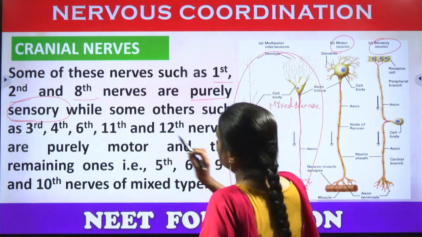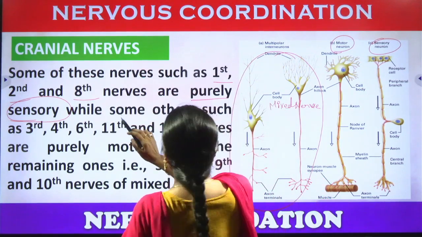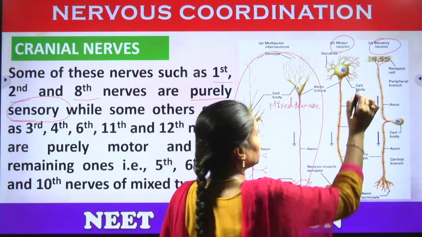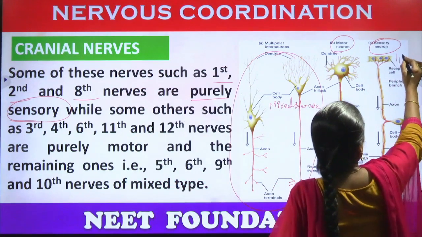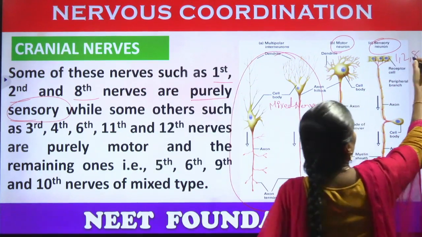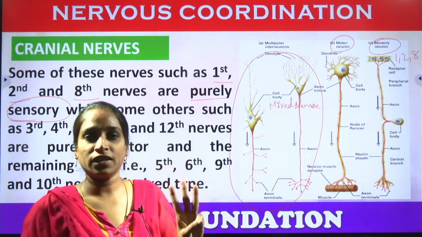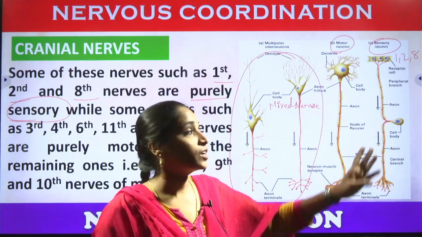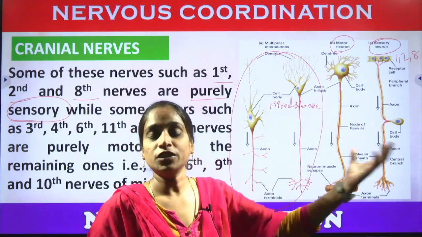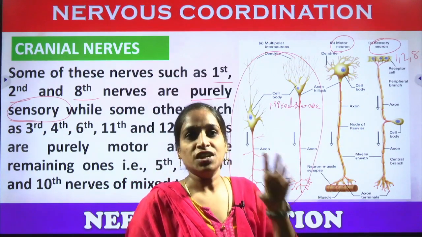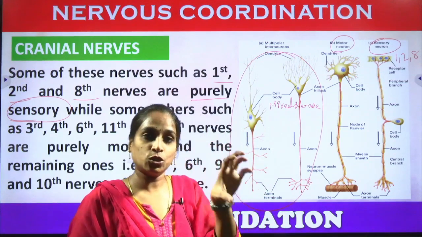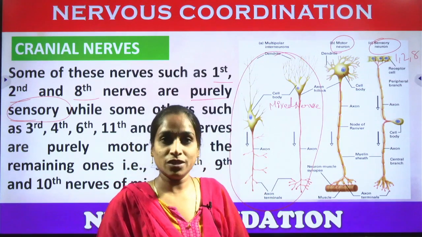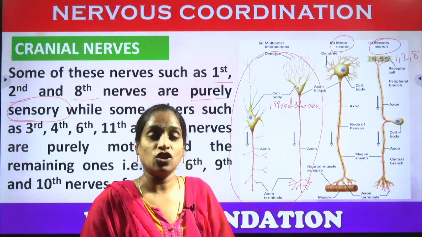First, second and eighth are the sensory nerves, 1, 2 and 8. So these three pairs of nerves are considered sensory nerves. These three pairs are responsible for receiving the stimulus from the receptors, the receptory cells attached to sense organs.